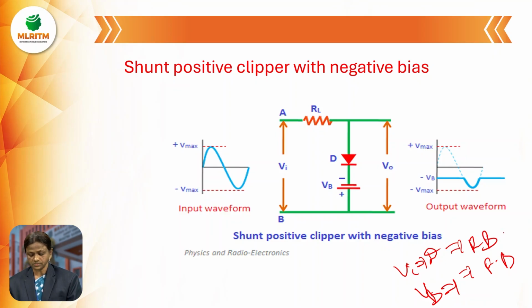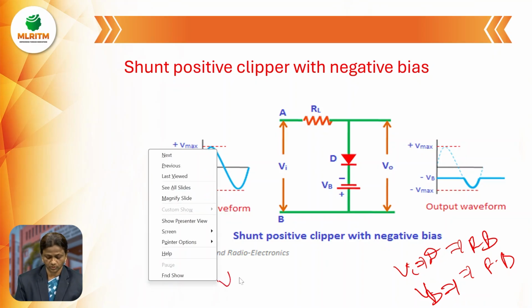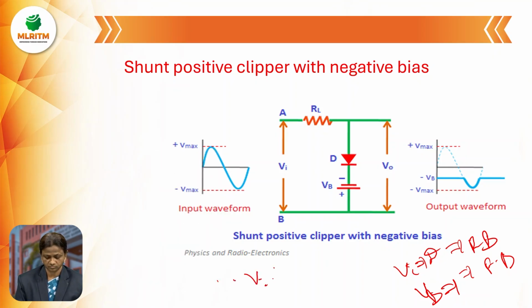So due to Vi, diode D is in reverse bias. Due to VB, diode D is in forward bias. Now we have to check two conditions: Vi less than VB, and Vi greater than VB. When Vi less than VB, then you have to check two conditions. Next one is Vi greater than VB.